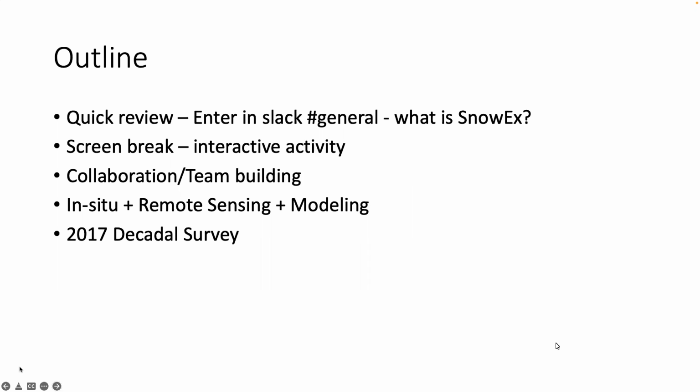So we're going to just a quick little outline for the next 20 or so minutes. I'm going to go through just a couple SnowEx slides just to remind you about SnowEx before we do a little screen break, not with slides. And I'll ask you to just kind of walk through that with me. We'll talk a little bit about collaboration and team building, and then kind of get into sort of how do these pieces fit together, the in situ measurements that we make during these field campaigns, the remote sensing observations that get performed from various different aircraft or satellite platforms, and how that all ties together with modeling. And we'll do a little exercise to try to wrap our heads around that.